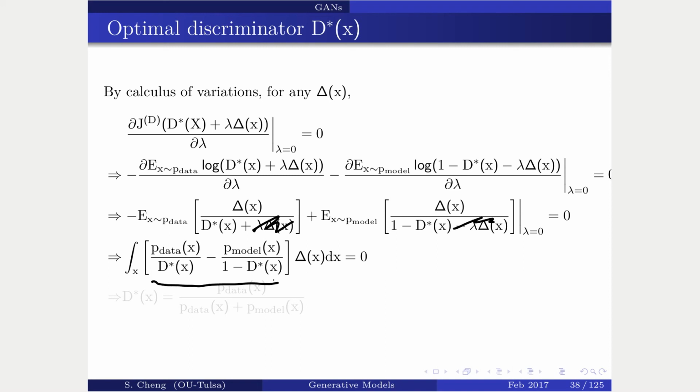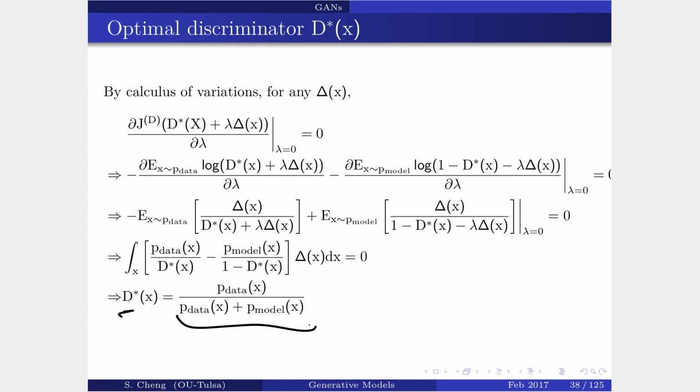Now what you see is that I have this term multiplied by delta x, and taking the integral is equal to 0. And delta x is any function, right? So for any function multiplied by this term, with the integral equal to 0, the only possibility is that this term has to be equal to 0. So therefore, when this thing is equal to 0, we get that the optimum D will be simply equal to this.